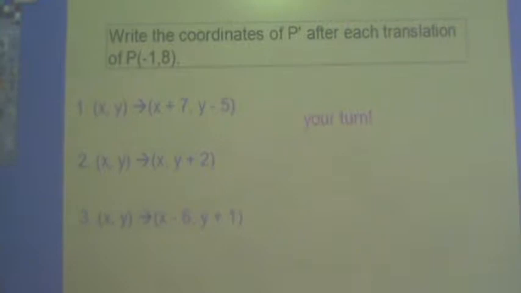Okay, you try those 3, and again, call me over when you're ready. This time you're using the point (-1, 8), and you're using these 3 rules. So give me P prime for each of these 3.